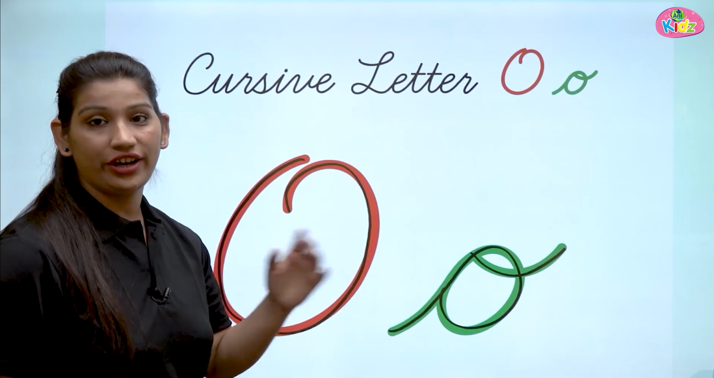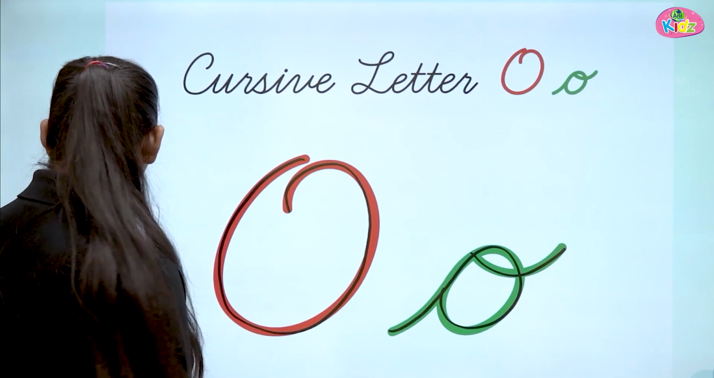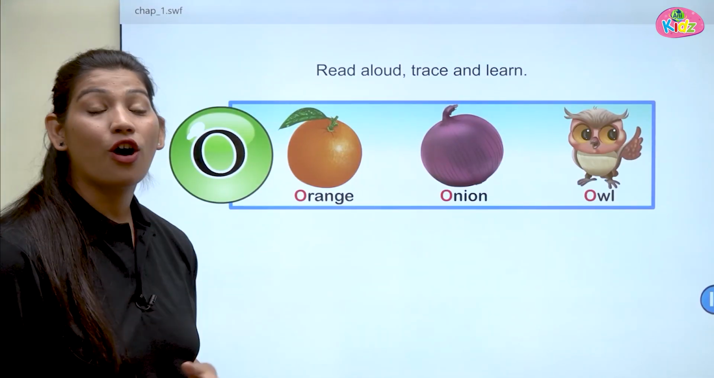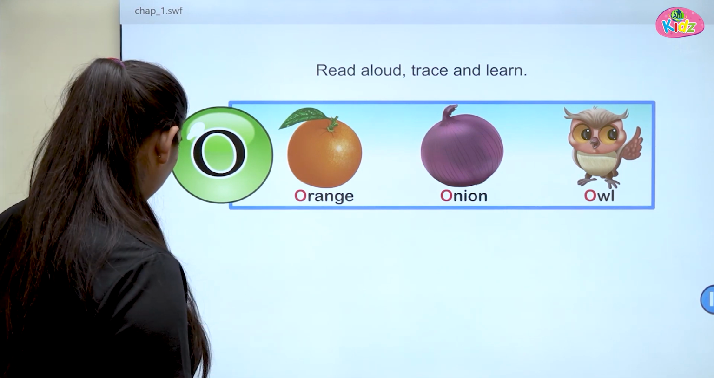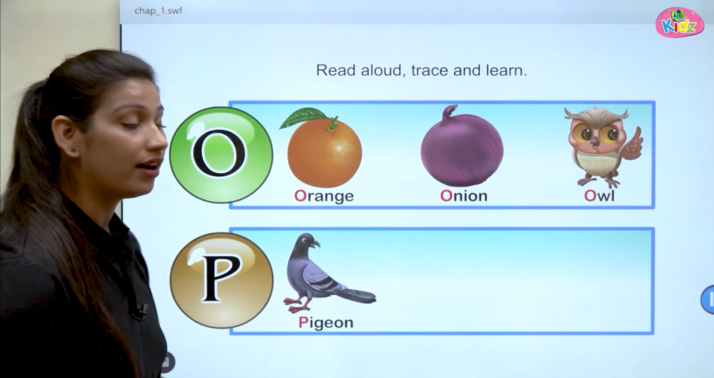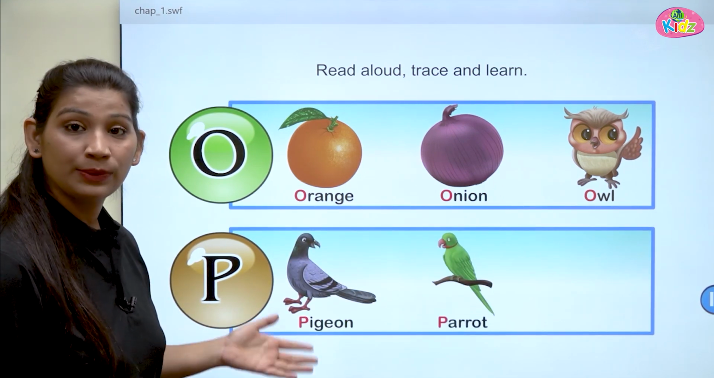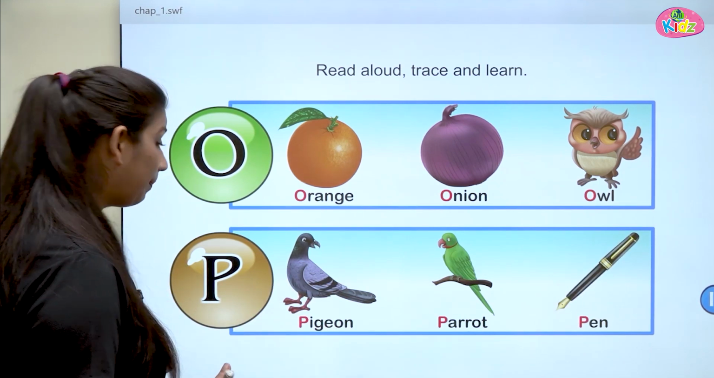O for orange. O for owl. O for onion. After O, there comes letter P. P says per. P per pigeon. P per parrot. P per pen.